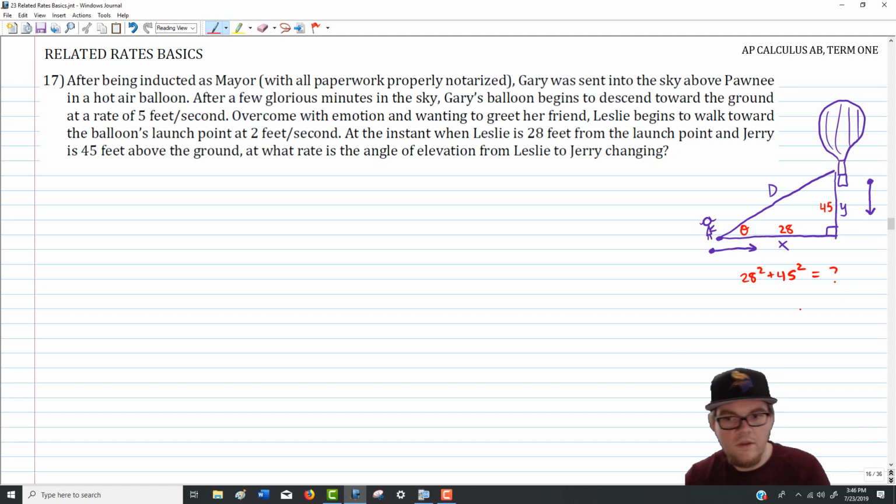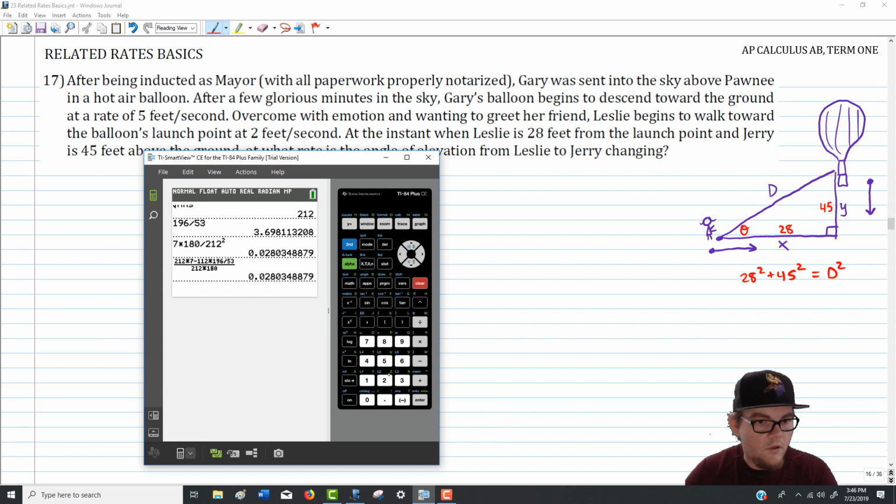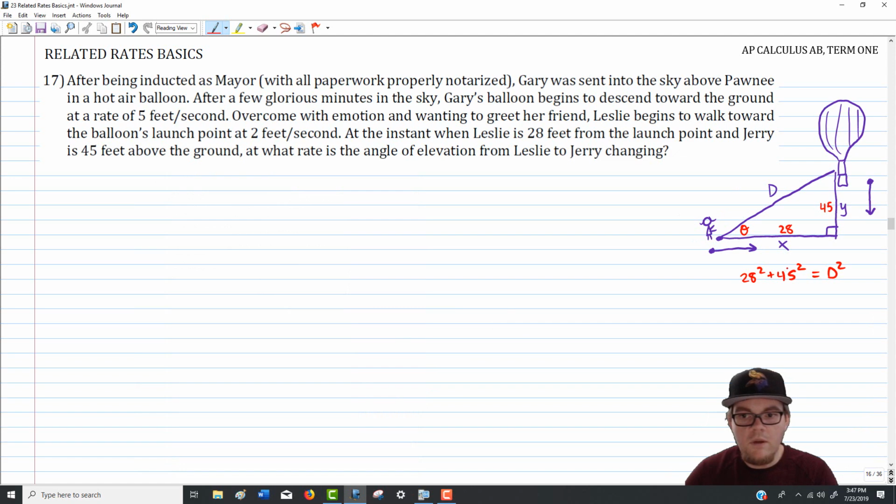So x squared plus y squared equals d squared. Pulling out our graphing calculator one more time, we're going to have 28 squared plus 45 squared. And then we're going to take that to the 0.5 power, or square root it, and we'll get 53. Cool. So d is equal to 53. We can put 53 on the inside.